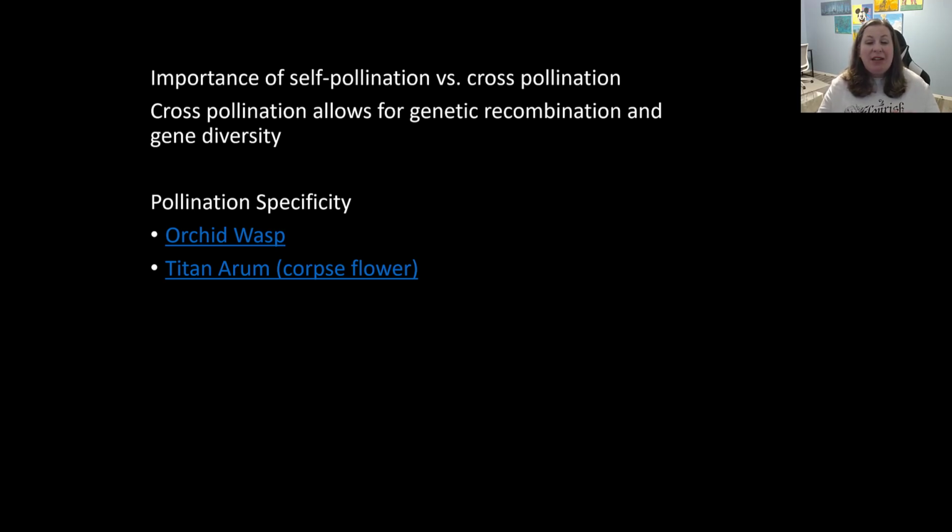Okay, the orchid wasp actually looks like another wasp, and so the male wasp comes over to try to mate with it, and the pollen gets on there. Whereas the corpse flower has a really bad smell, that's why it's called the corpse flower, and it's going to attract more flies than it is going to attract the other types of insects, not like butterflies or hummingbirds or things like that. And so they are going to have different adaptations in order to also attract and utilize different pollinators.